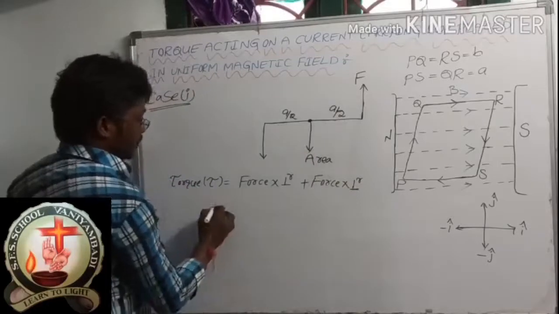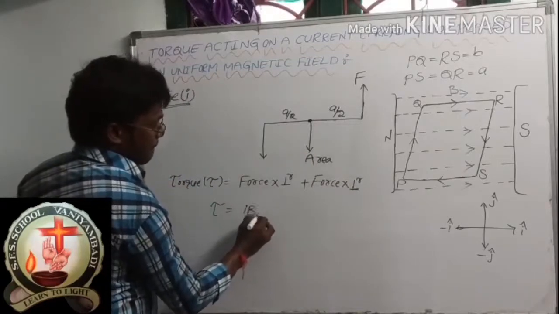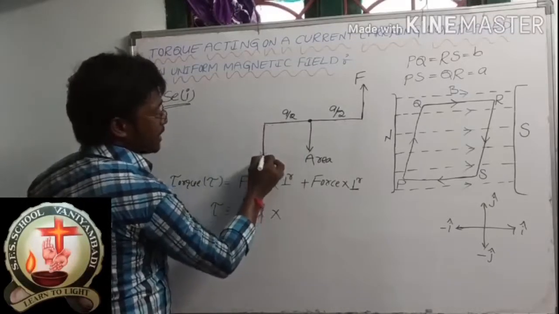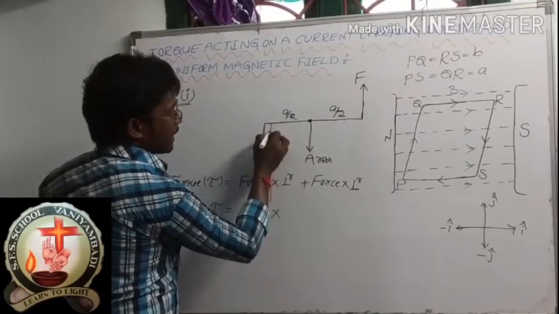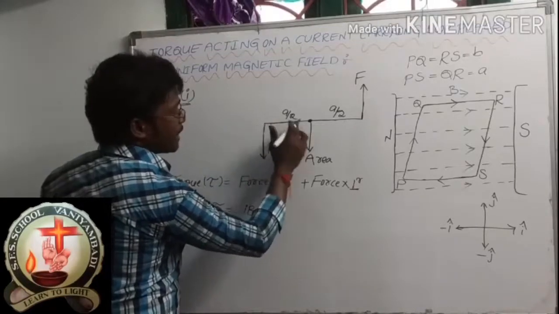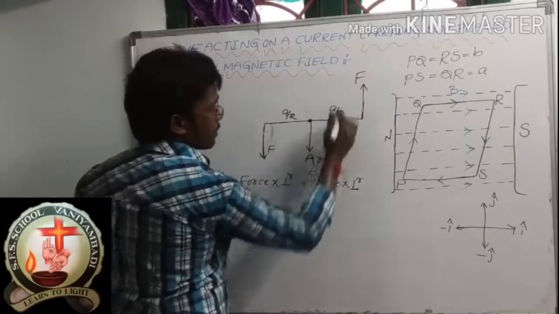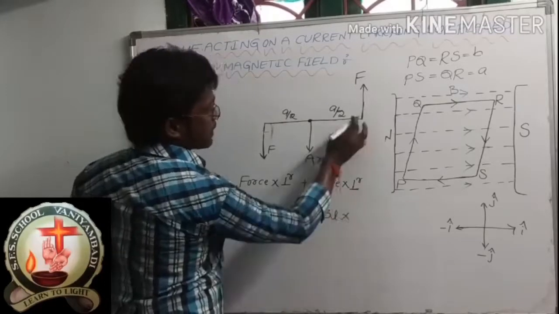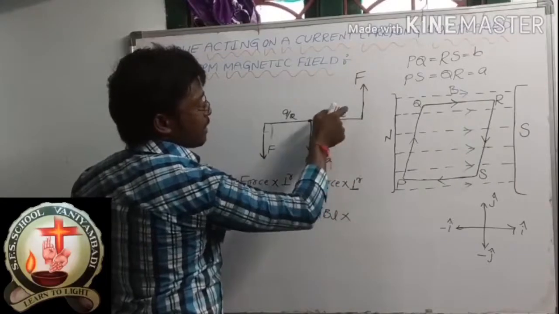So tau is equal to force, value how much? IBL, into perpendicular distance, how much? The force is moving in this direction, F. Perpendicular distance of the force means this is 90, right? So what is the perpendicular distance from here to here? How much? A by 2. Plus here the force is the same, IBL, into perpendicular distance. The force is moving in this direction. Perpendicular distance is this one. How much? A by 2.